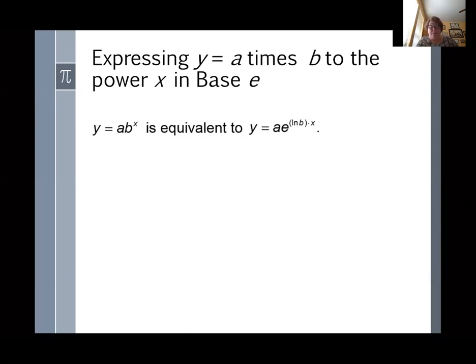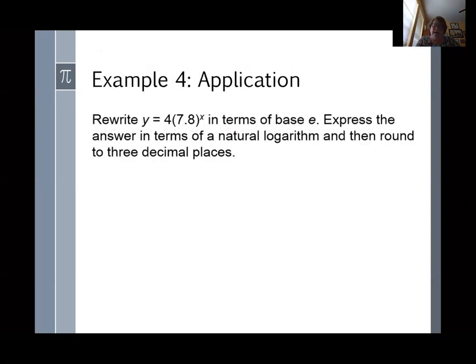So let's do an example. Rewrite y equals 4 times 7.8 to the x in terms of base e. First, express it in terms of a natural logarithm, and then round to 3 decimal places. So to write y equals 4 times 7.8 to the x, we rewrite that as 4 times e raised to the natural log of our original base, the natural log of 7.8, times x.